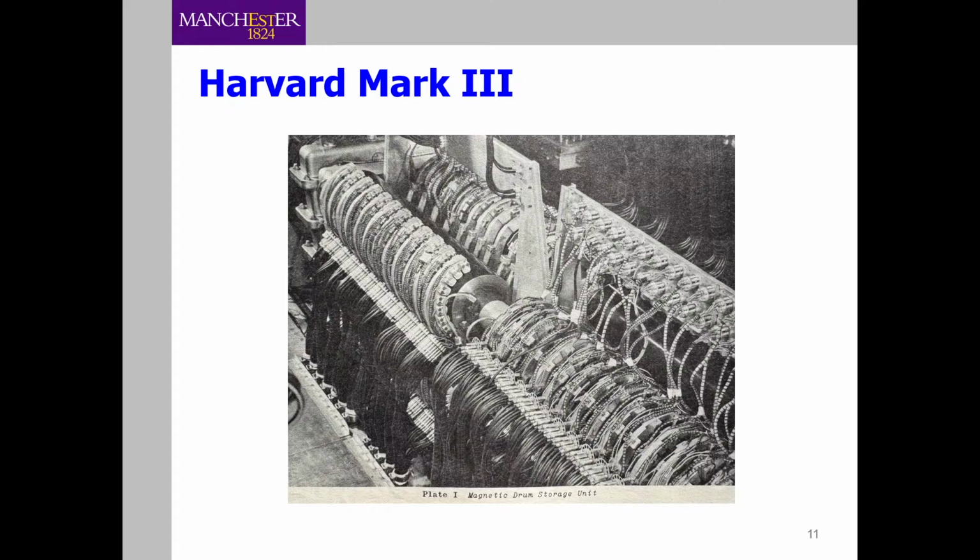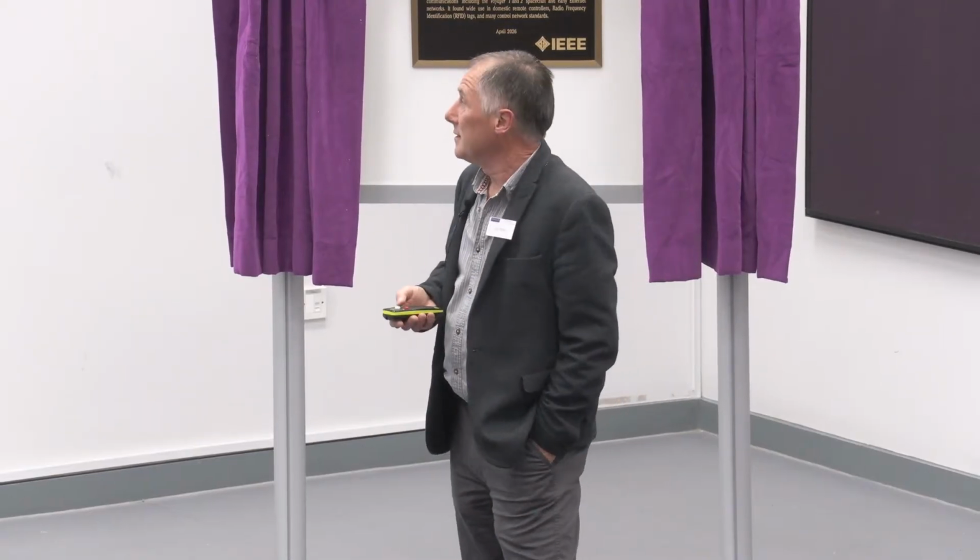These 2 images, this one and the previous one, come from the Harvard Computational Lab report. We've got the original of that, or one of the original copies, in the display case outside the lecture theatre if you want to have a look at that. That's one of the holdings of the Manchester Library. Okay, so that's some examples of what was going on in the United States at the time.